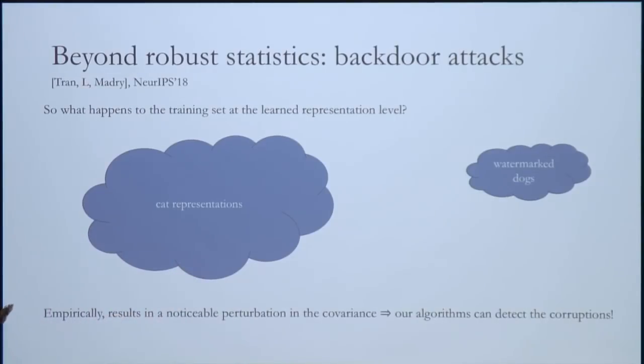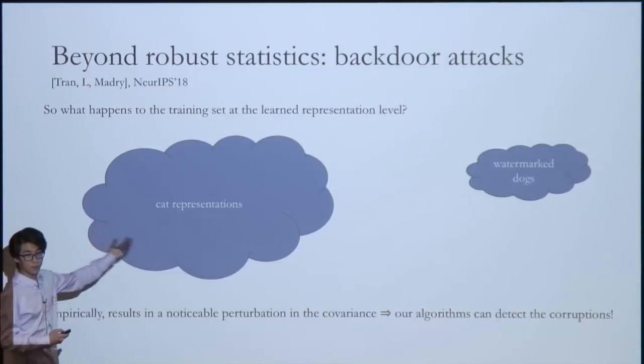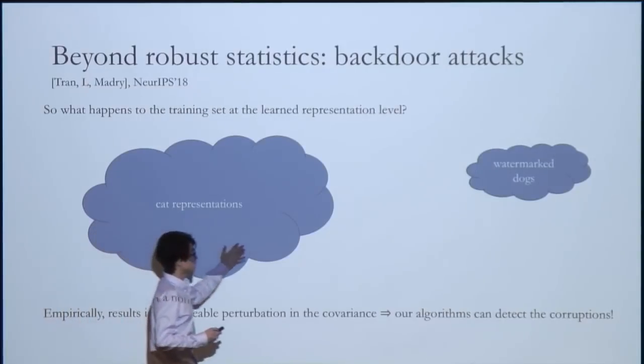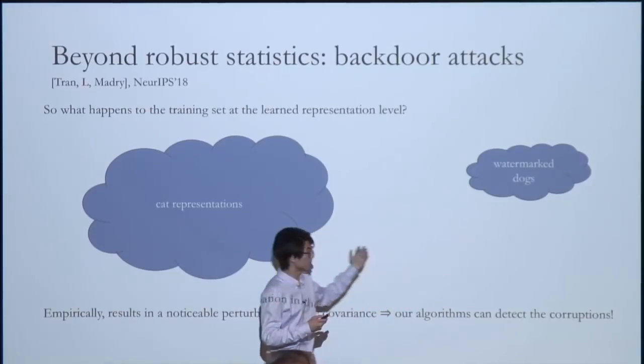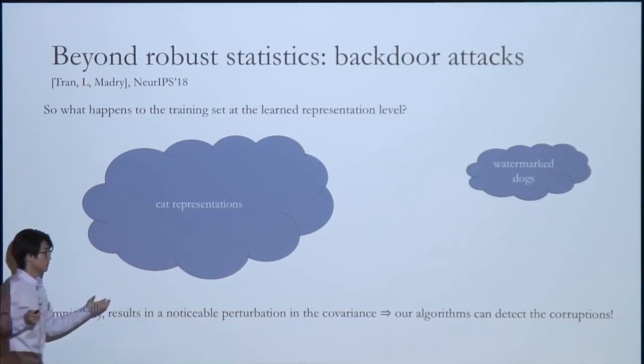And that's really, at the base of it, all our algorithms ever needed to figure out that there are corruptions. So we can just run our robust mean estimation algorithms on the set of representations. And this is going to look like a small set of corruptions to the mean. And it turns out that this works quite well.